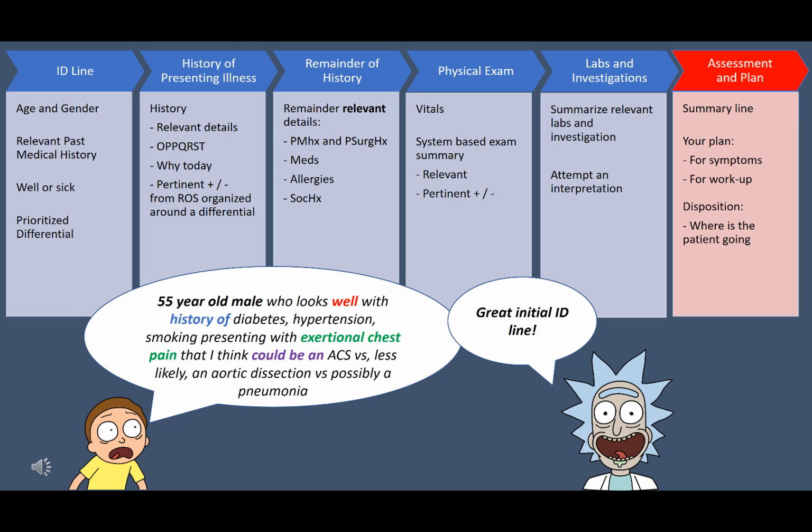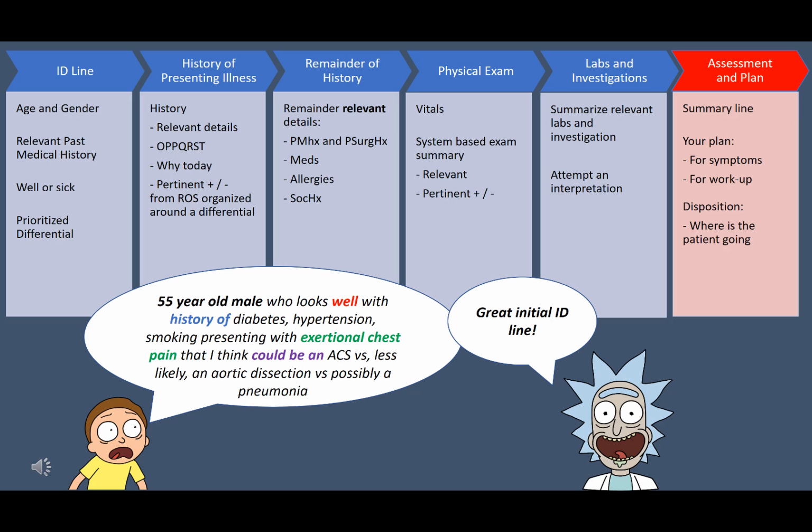For example, "Alright, Dr. Warko, so I saw a 55-year-old male who looks well with a history of diabetes, hypertension, and remote smoking who presents with exertional chest pain. I think he could have an ACS, or, less likely, an aortic dissection, or even possibly a pneumonia."